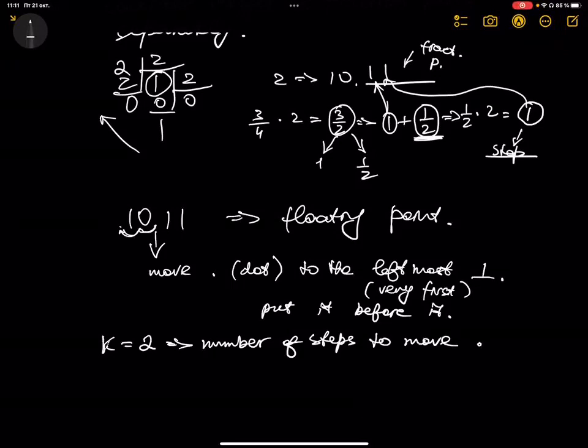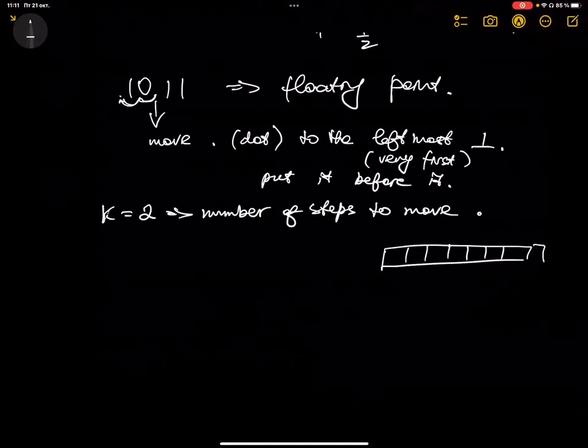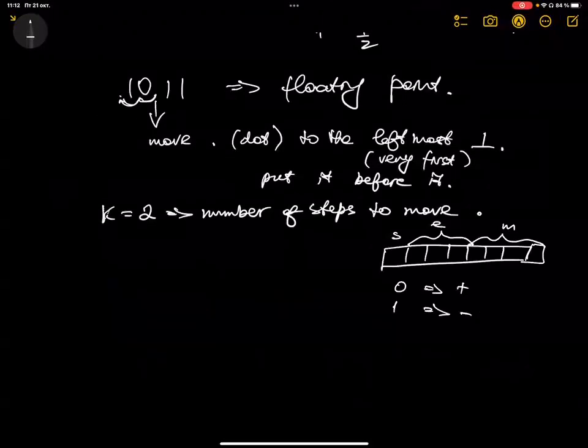Actually, in floating point notation, you're going to have in this problem 8 bits. So 1, 2, 3, 4, 5, 6, 7, 8. The very first bit is for sign. The following 3 bits are for exponent, and the last 4 are for mantissa. So sign is going to be 0 when the number is positive, 1 when the number is negative. Here the number is positive, so right here 0.